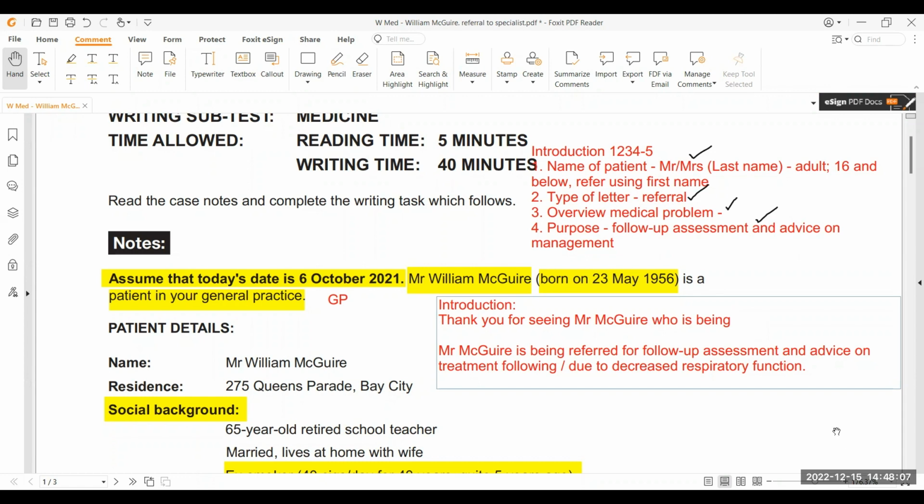Maybe here you could indicate why he would need to see Mr. McGuire rather than repeating that he's being referred. What about giving an overview of the medical condition first? You can use a linking word to describe Mr. McGuire, so you could use "who." Yes, go ahead, Dr. Seifa.